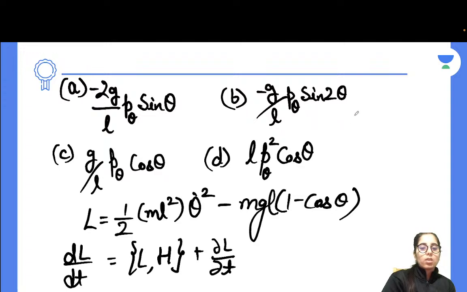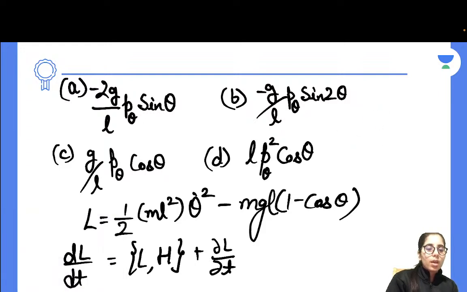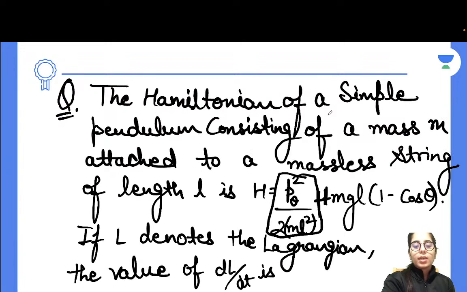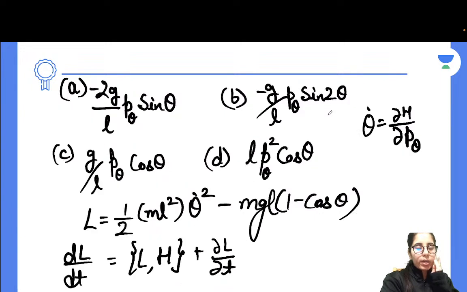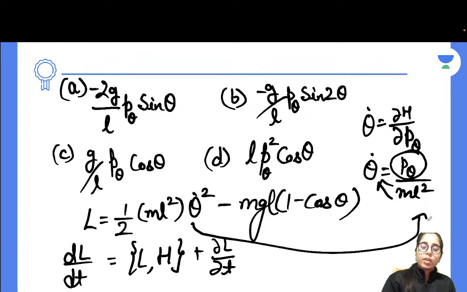So what you will do in this case, you have to use the formula for P_θ. Use the first Hamilton's equation of motion, which is θ dot is equal to ∂H/∂P_θ. When you consider it, you will get P_θ divided by ml² is θ dot. So P_θ is equal to ml² θ dot, and θ dot is equal to P_θ upon ml². You can just put the θ dot value here, right?